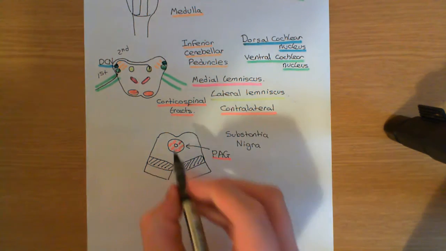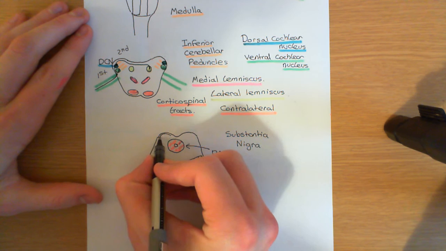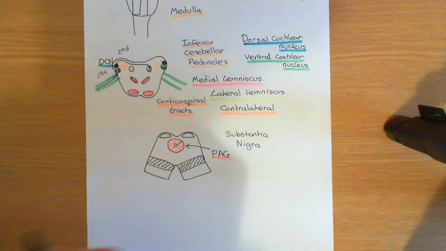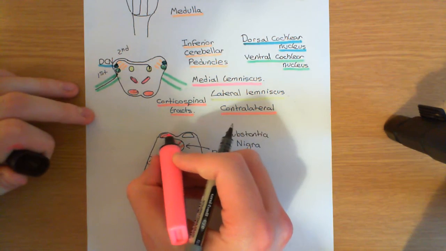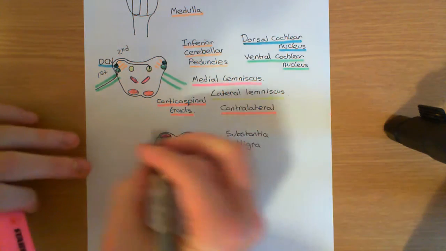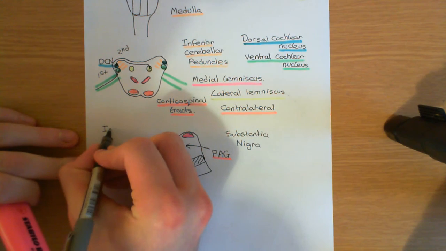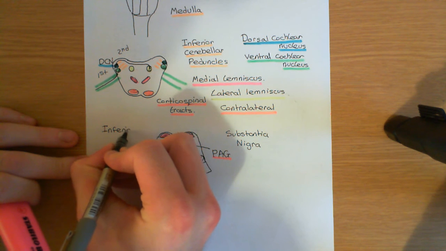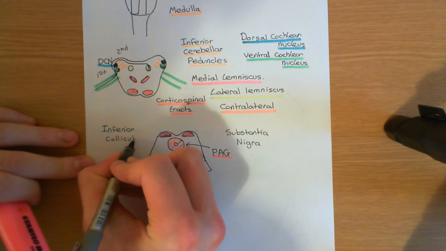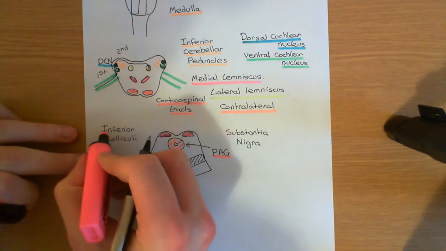Now, the bits that are important for us are back here, which are the inferior colliculi. Okay, so here are the nuclei of the inferior colliculi that I'm colouring in here in pink. So those are the inferior colliculi. And this is where the next synapse of the auditory pathway is going to be placed. So in the inferior colliculi.